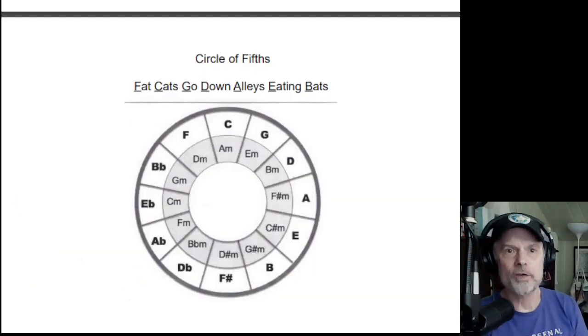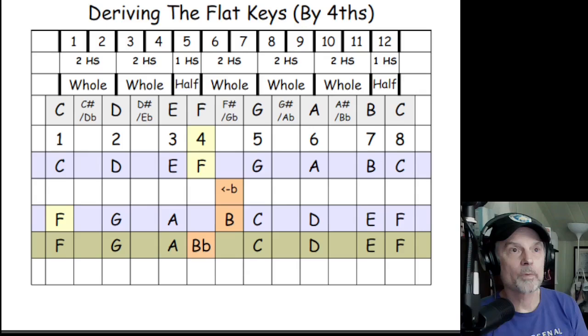Now the circle of fifths can help you lock in the order of fifths. Fat cats go down alleys eating bats. The order of fourths is the same, but it's backwards: bats eating alleys down go cats fat. Whatever mnemonic you choose to use, it's important to learn this order.